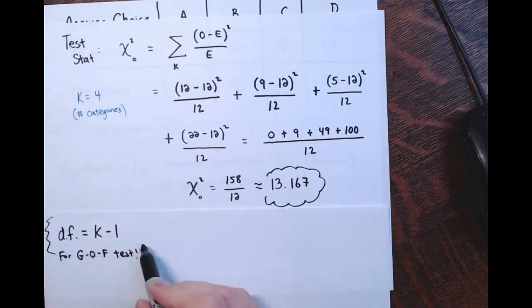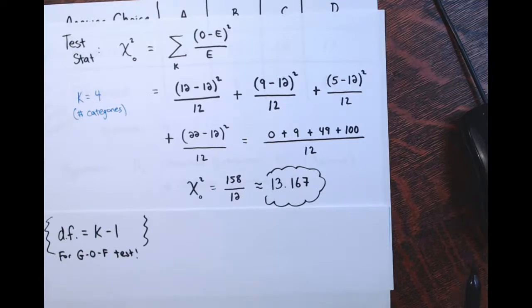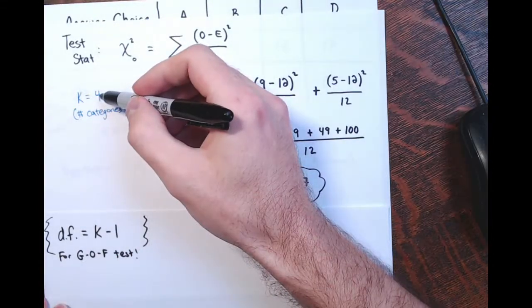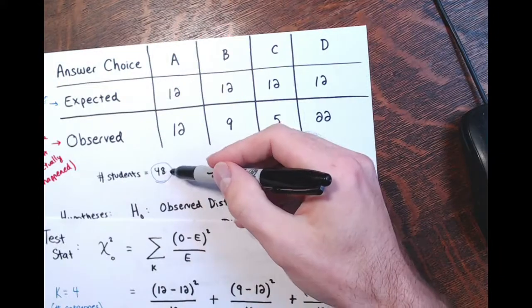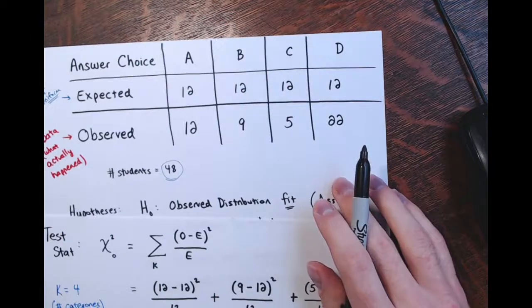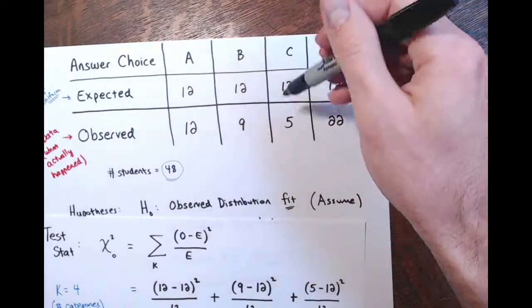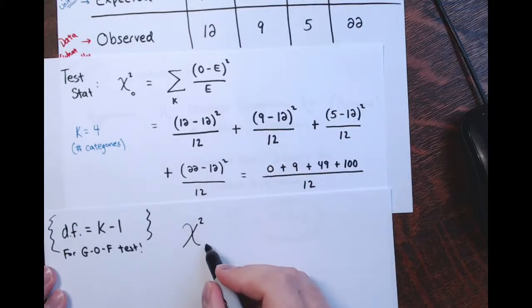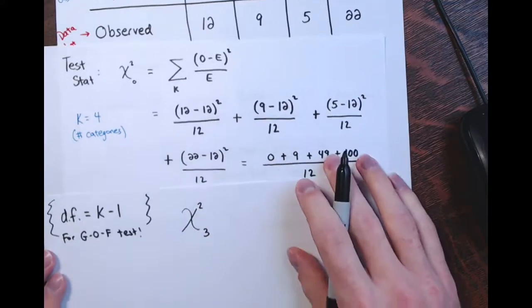And this is actually going to be different for all the different kinds of chi-squared tests you're going to do. There's the goodness of fit, there's the test for independence, the test for homogeneity. For the goodness of fit test, it's k minus 1. Now k, remember, was the number of categories. I know there are 48 students, but there are only 4 categories that I broke the students up into, those that answered choice A, B, C, and D. So we're looking at a chi-squared distribution with 3 degrees of freedom.